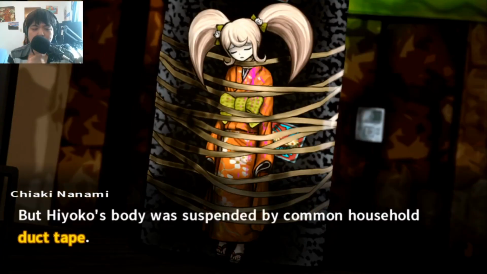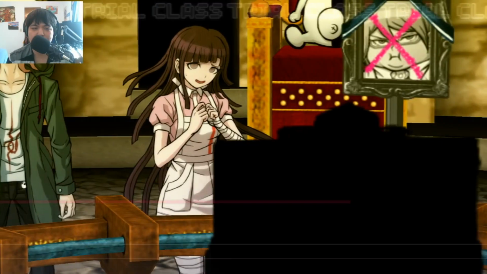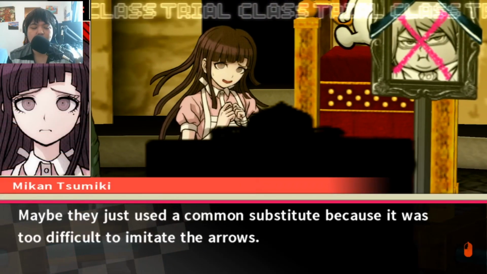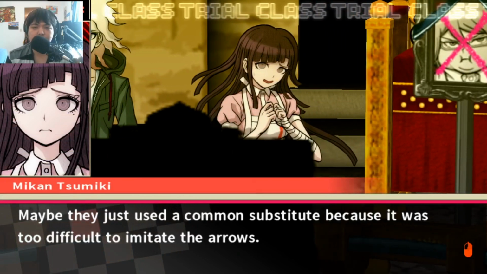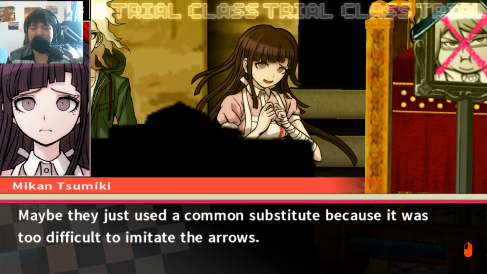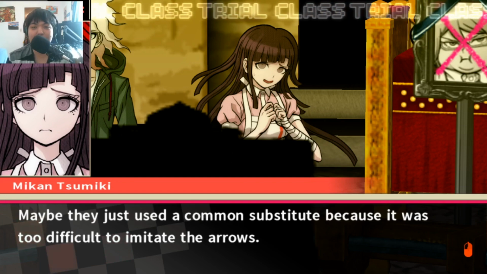But Hyoko's body was suspended by common household duct tape. Yeah, that's no point, but he can't put arrows on it. Maybe they just used a common substitute because it was too difficult to imitate the arrows. Are there any arrows around this island? If that might be the case, you would have imitated it.